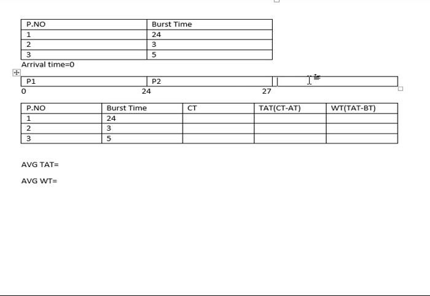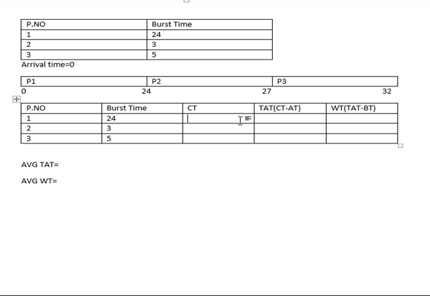Next we have the process P3. So it will be just 27 plus 5, that is 32. If I'm not wrong, yes, it's 32. Okay, so that's your Gantt chart, very simple. Now we'll just quickly move on to the completion time.